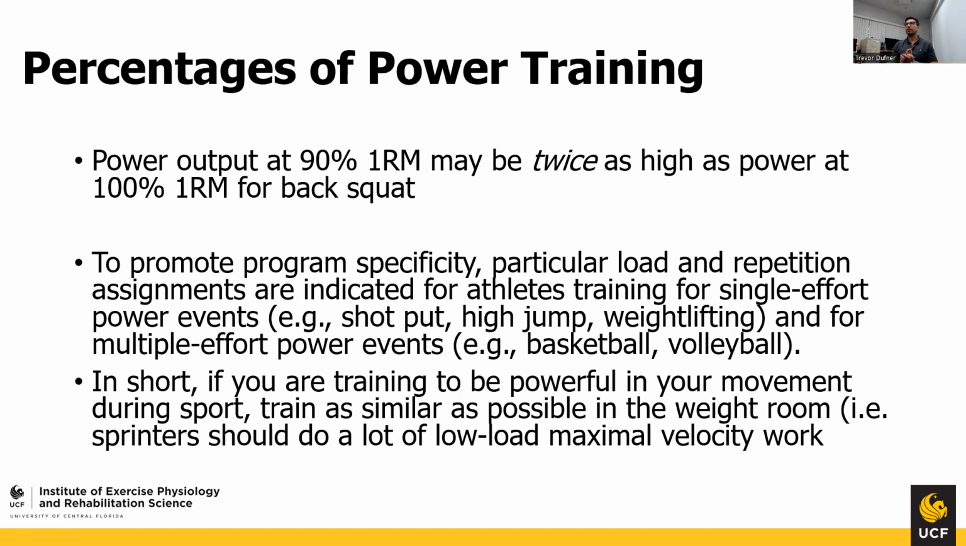So something like doing a power clean like 25 times, or doing multiple vertical jumps or box jumps, things that are explosive in nature but are repetitive. Versus, let's say, again, a shot put where you're just doing one throw, you're probably going to mimic that in the training room by doing one explosive movement of a heavy weight. So in short, you are trained to be powerful in your movement during sport. Train as similar as possible in the weight room. So sprinters should do a lot of low load maximal velocity work, and heavy power athletes like a shot put should do a lot of heavy load velocity work. So essentially, you're trying to mimic the on-field or on-the-court performance as closely as possible.